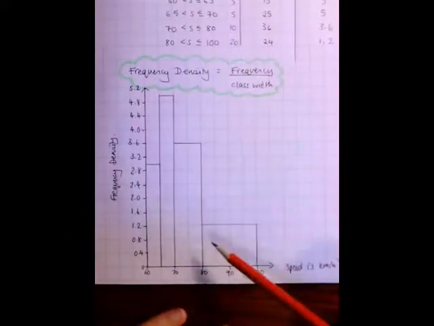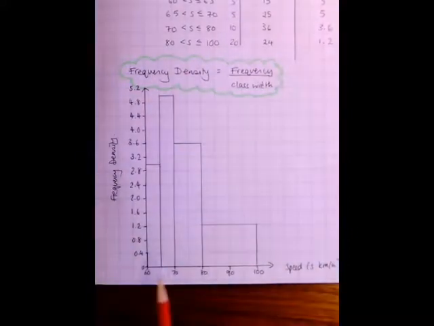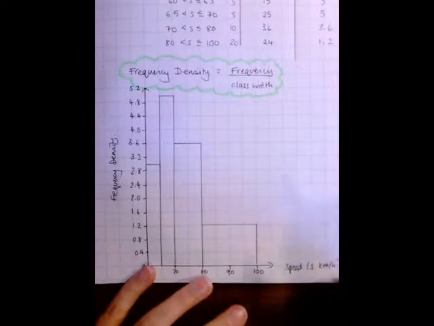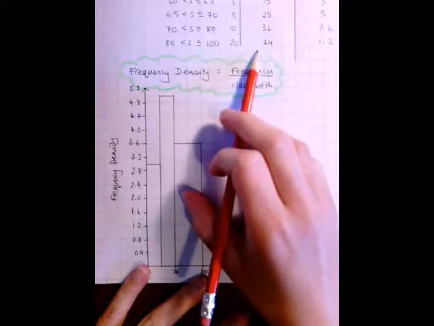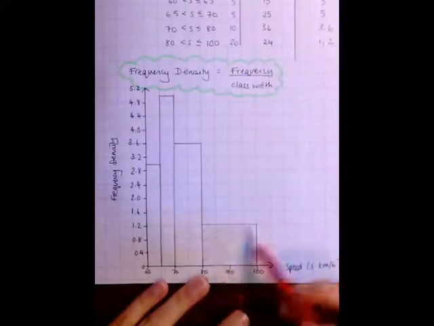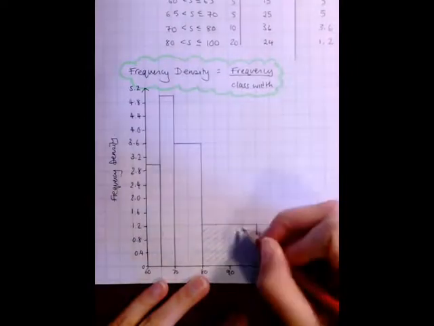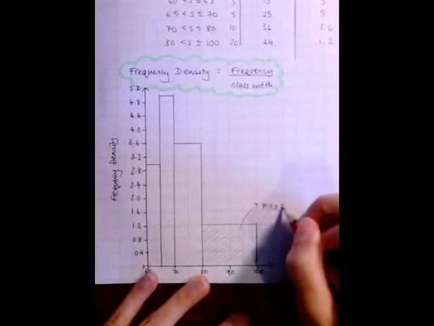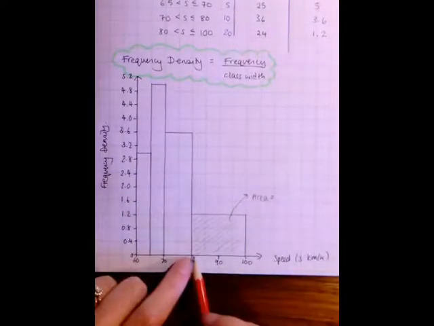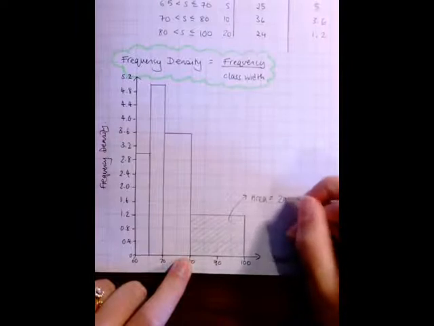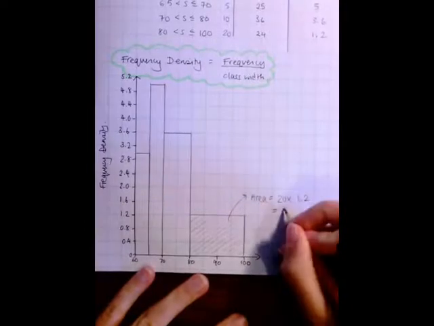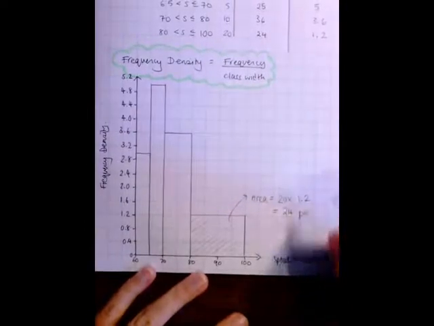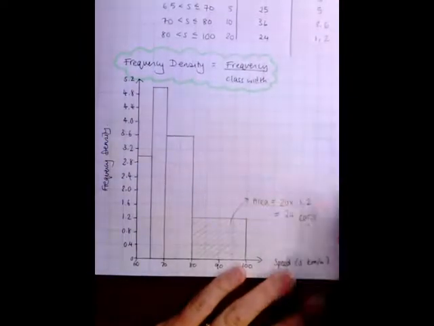And like I said, the area of each bar on a histogram represents the frequency. So for example, just to check, between 80 and 100 miles per hour, there was 24 people. So if I take this bar here, and I find the area, well, the area of a rectangle is base times height. So the base is 20 and the height is 1.2. And if you did 20 times 1.2, you'd get 24. Well, it wasn't people, it was cars. It's 24 cars there.